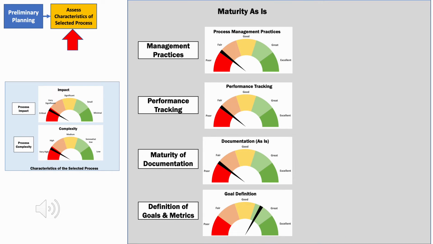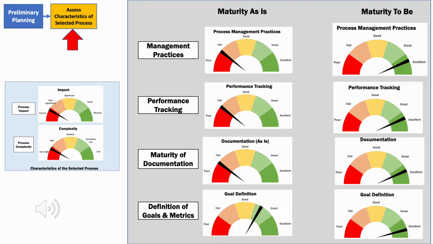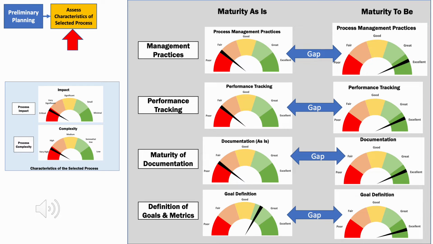The tool also assesses the current maturity of the goals and metrics, the process documentation, performance tracking, and management practices. Goals for the improvement effort can also be set for each of the aspects. The scope of improvement will be to close the gap between the current and the desired maturity.